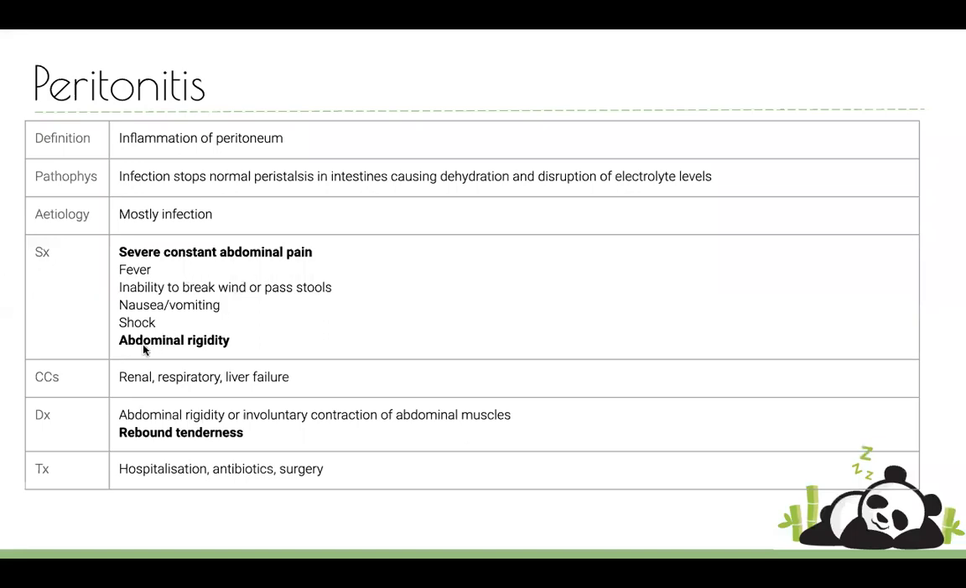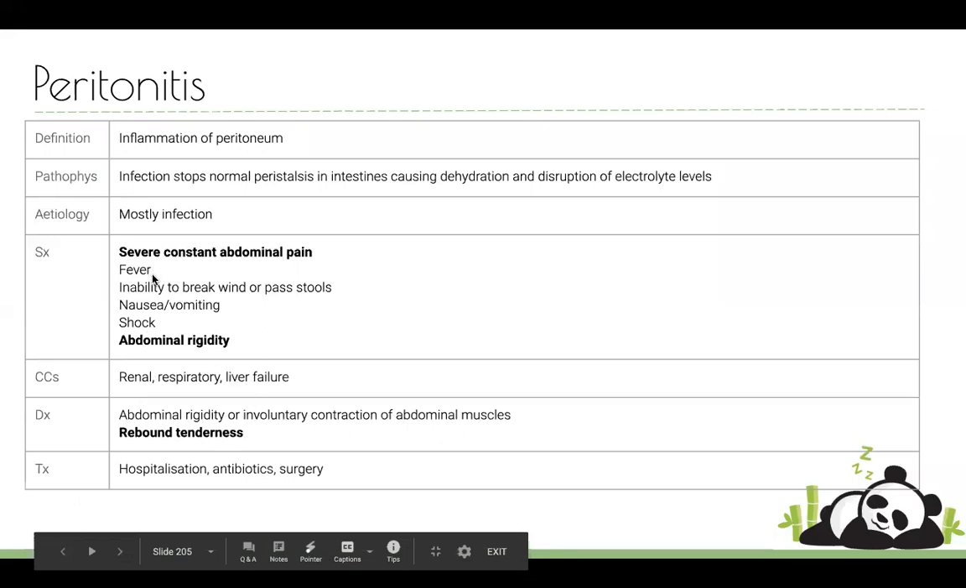You'll get abdominal rigidity, but I wouldn't recommend palpating them too much. And basically the major sign on examination is rebound tenderness. And that's when you push in like this, release really quickly, and you get them screaming in pain.